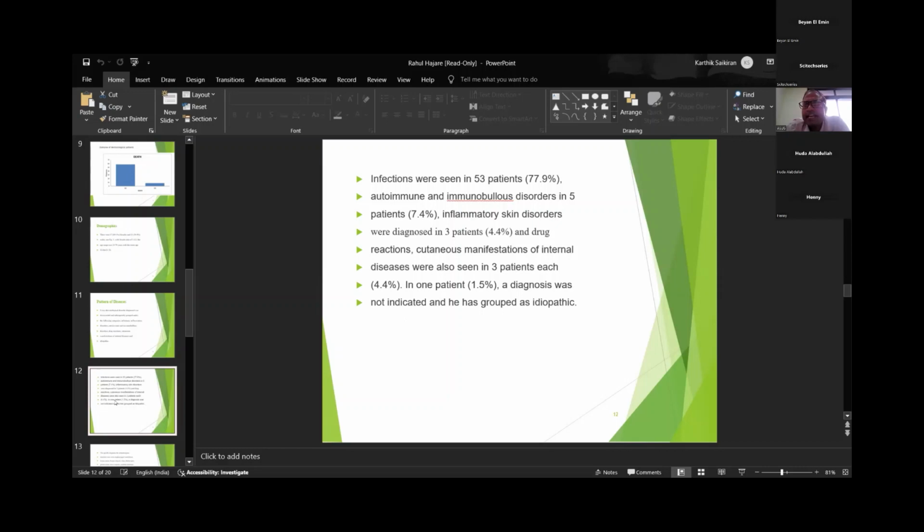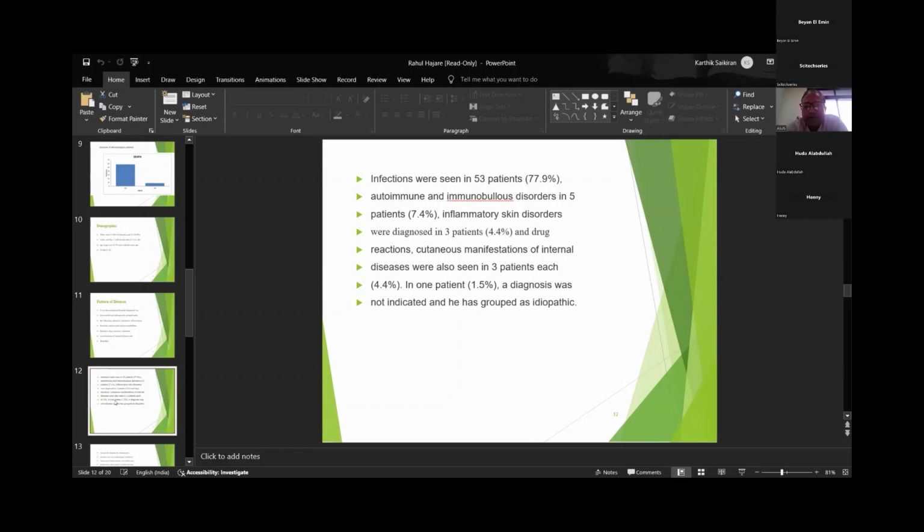Infection I have found in 53 patients, that is 77.9%. Mostly they are autoimmune disease and immunobullous disorder, in 5 patients I found. Inflammatory skin disorder was diagnosed in only 3 patients, a very low percentage, 4.4%. Drug reaction and cutaneous manifestation of internal disease were also seen in 3 patients each, each 4.4%.